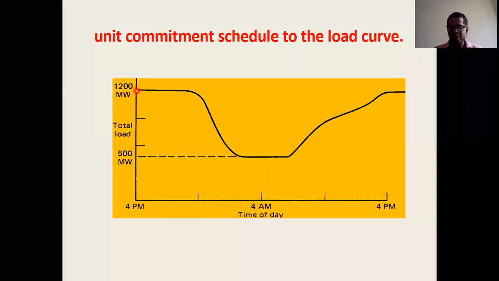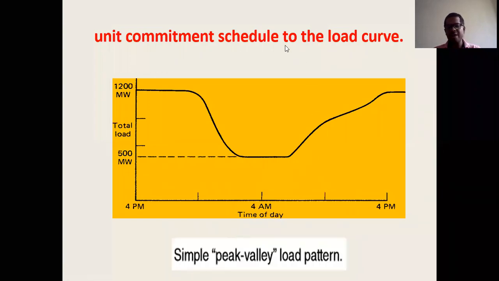The maximum point is 1200 megawatts, then it decreases and reaches the minimum point, and it sustains for some time. Then again the load increases and reaches the maximum point. So this is how the load changes with respect to time. This is generally called a peak valley load curve. Peak is the positive peak and valley is the negative peak. From the maximum point it slowly comes to the negative peak, and again it goes to the maximum point. That's why this is called a peak valley load pattern.